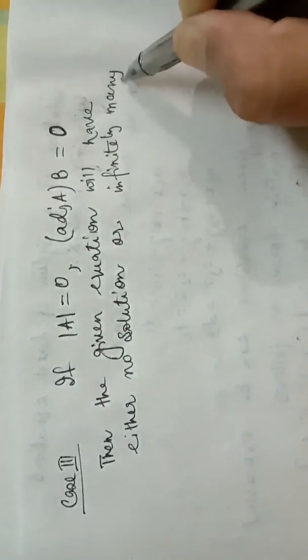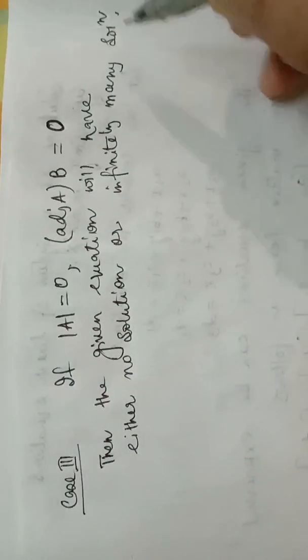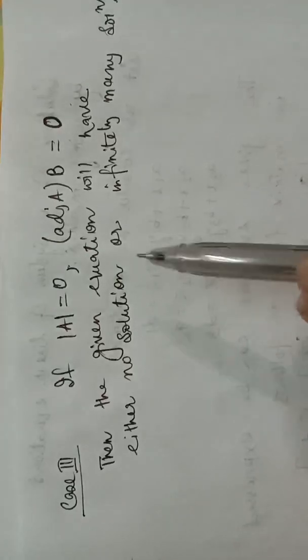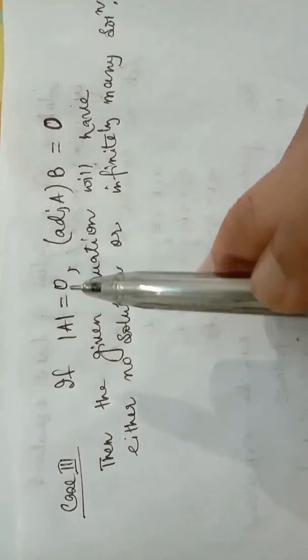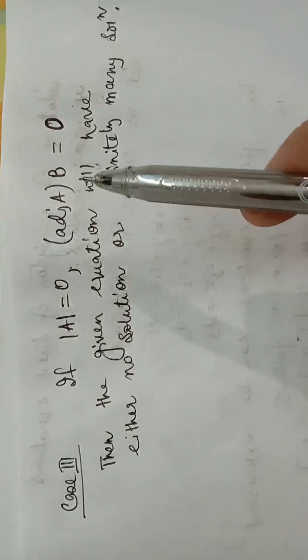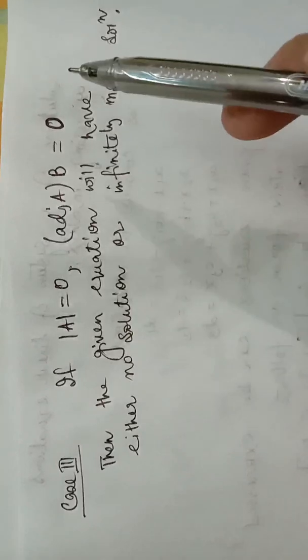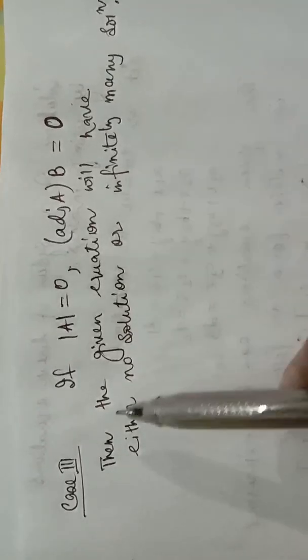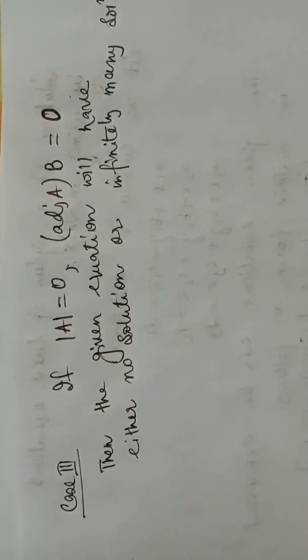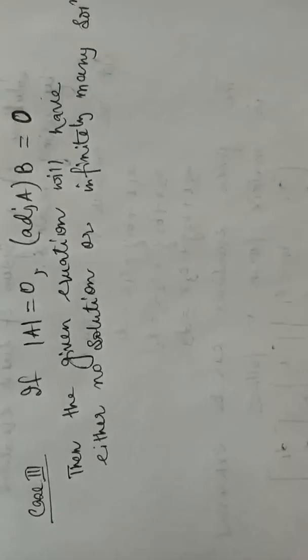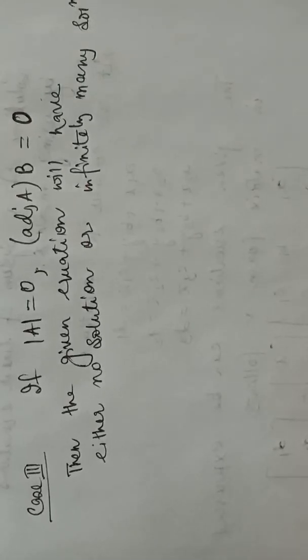So these are the three conditions. If det A is non-zero, then the given equations will have a unique solution. If det A equal to 0 and adjoint of A into B is non-zero, they will have no solution. And if det A is 0 and adjoint of A into B is 0, then the given equations will have either no solution or infinitely many solutions.